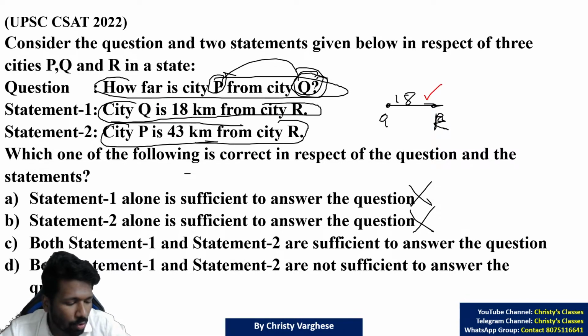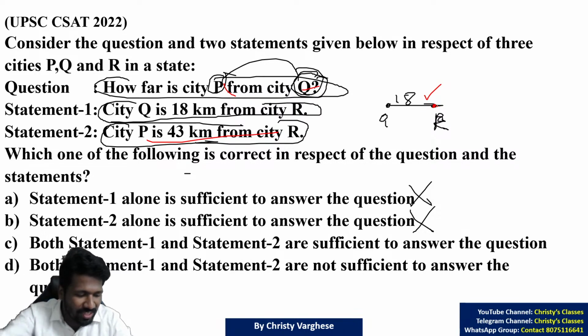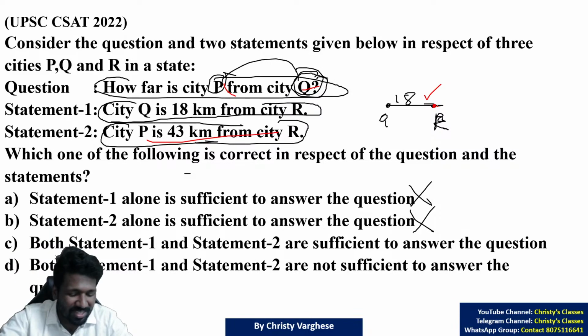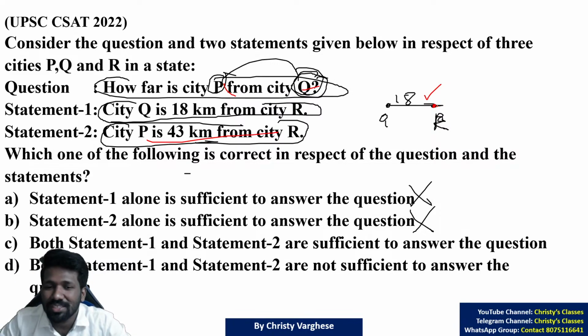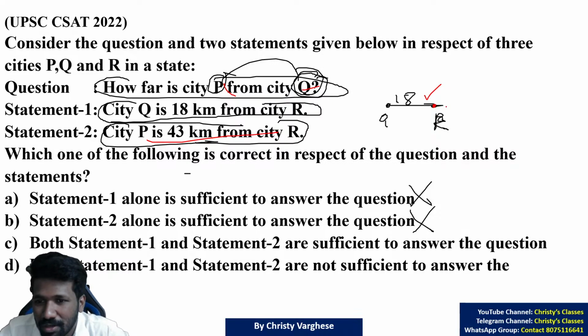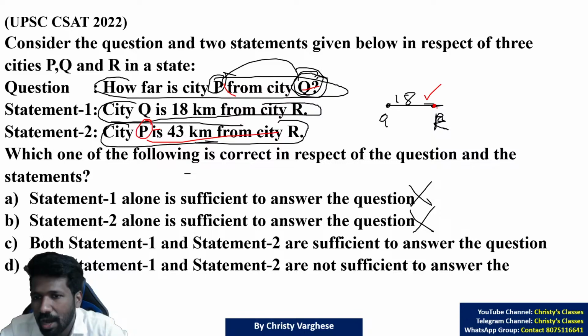In this diagram, how can you represent the other diagram? I mean, city P is 43 km from city R. P is 43 km from city R means, where will be P? Is it west? Is it east? Is it north? Is it south? Is it northeast? Is it northwest? Is it southwest? Is it southeast? All are possible, no? And in different angles it is possible. What I am trying to say is, P is 43 km from R means P can be represented like this.